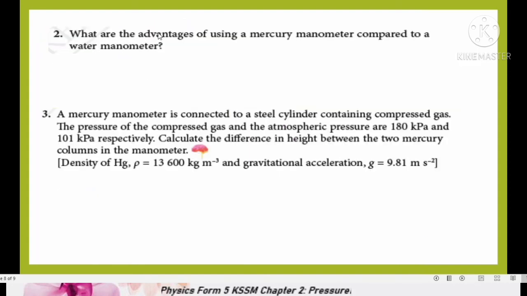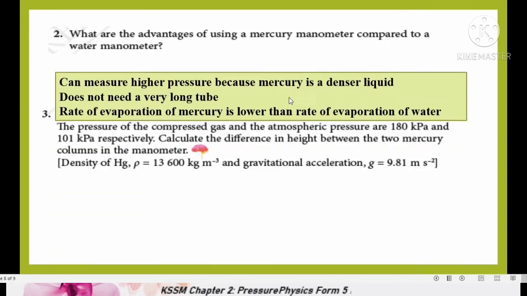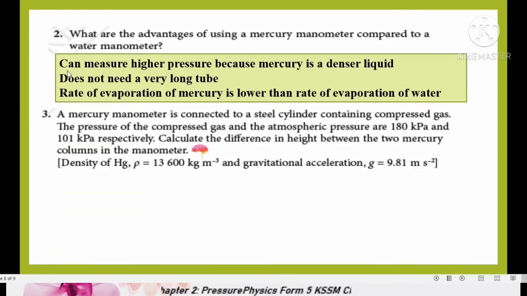Number 2, what are the advantages of using a mercury manometer compared to a water manometer? A mercury manometer can measure higher pressure because mercury is a denser liquid, so it does not need a very long tube. The rate of evaporation of mercury is lower than that of water, so the amount of mercury does not need to be topped up from time to time.